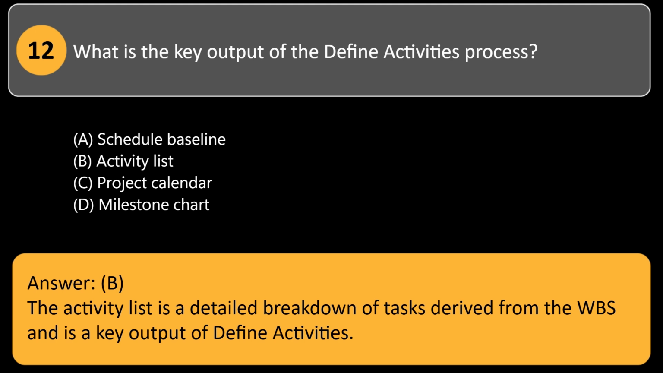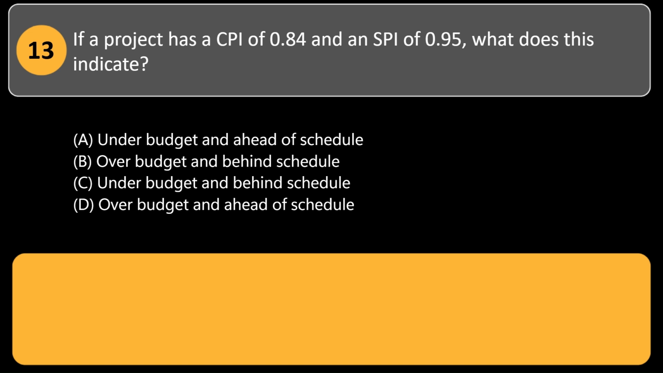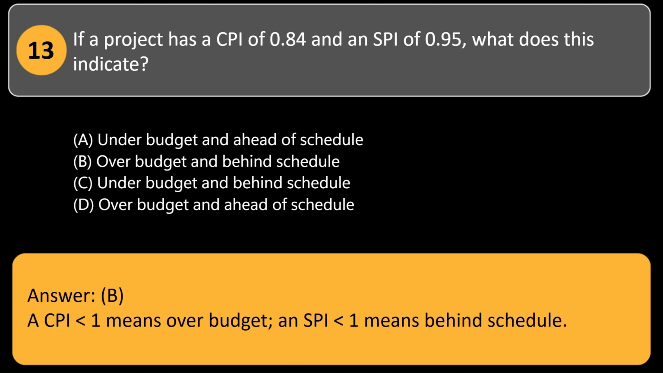of define activities. If a project has a CPI of 0.84 and an SPI of 0.95, what does this indicate? A. Under budget and ahead of schedule. B. Over budget and behind schedule. C. Under budget and behind schedule. D. Over budget and ahead of schedule. Answer, B. A CPI less than 1 means over budget, and SPI less than 1 means behind schedule.